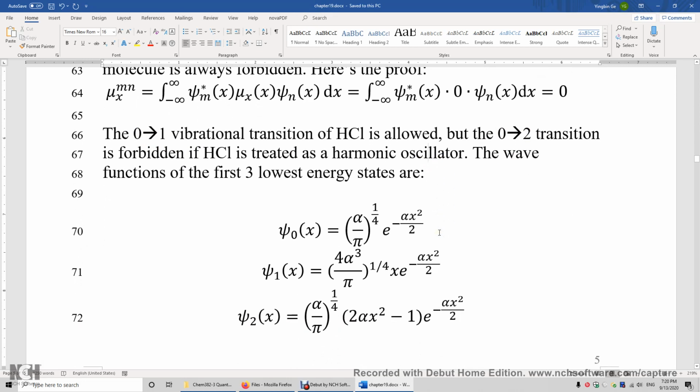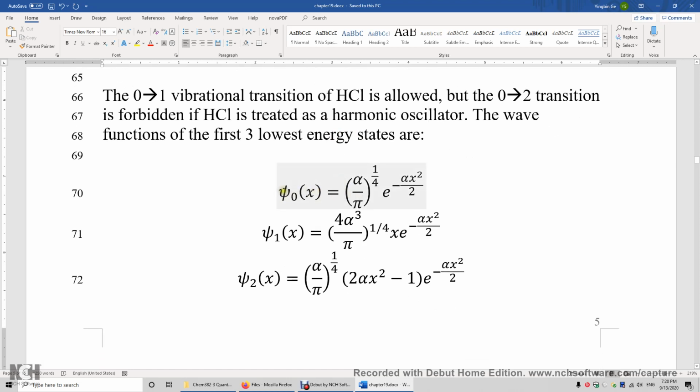I'm going to give you the wave functions of the first 3 lowest energy states for a harmonic oscillator. So over here, this is the lowest energy. You have a constant here times a Gaussian function. Over here, you have a constant times x times a Gaussian function. Here, you have a constant times 2 alpha x squared minus 1 times a Gaussian function. So the common factor is the Gaussian function, e to the power of negative alpha x squared over 2.